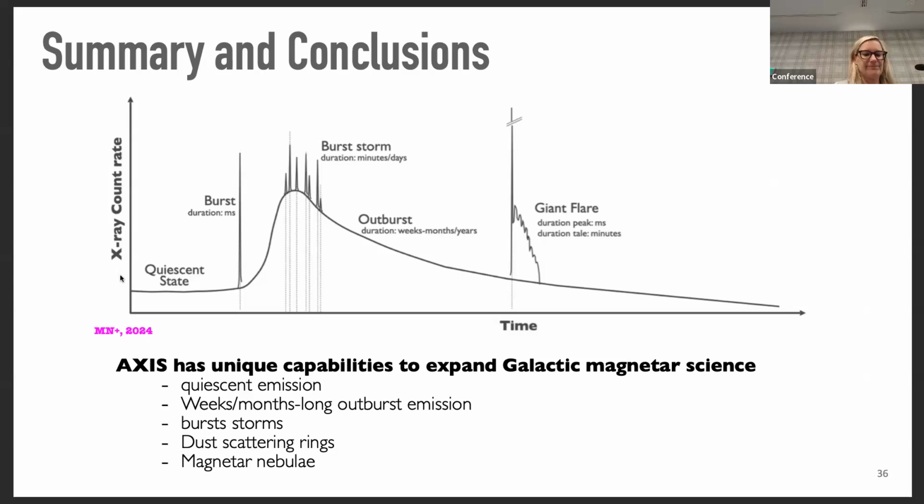There are dust scattering rings that have been observed after short bursts. So even if you don't detect short bursts, there are some magnetars that we know have dust clouds along the line of sight, and so you can constrain that burst anyway. And magnetar nebulae have also been observed that expand or evolve in time. So this is still time domain, an interesting case for magnetars. And I'll close here. Thank you.